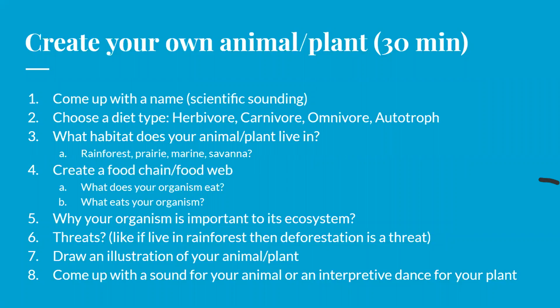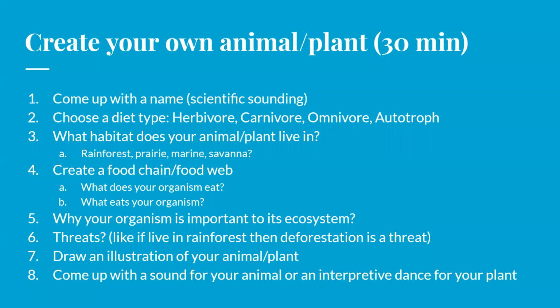And then autotrophs. So if you choose to do a plant, you choose to do an autotroph, which makes its own food. Okay, and then you also decide what kind of habitat your animal or plant will live in, such as a rainforest, a prairie, a marine habitat, a savanna, an Arctic habitat.